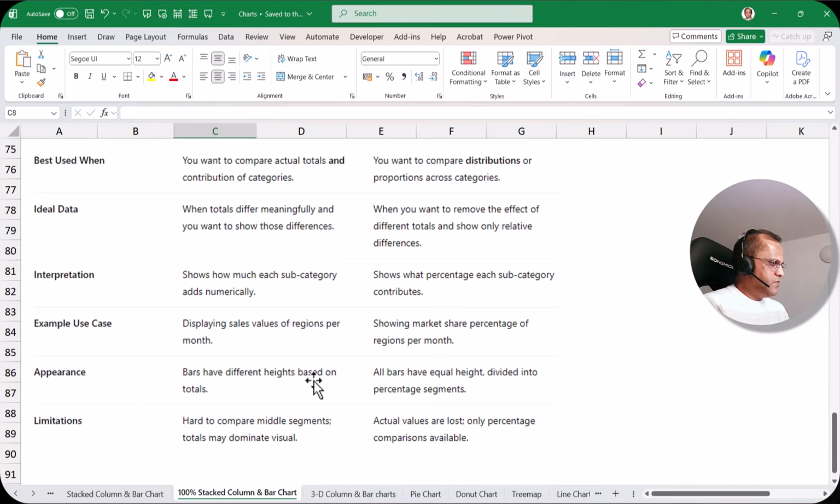Appearance: bars have different heights based on totals. Yes, the heights will be different, while here all the bars have equal height. The limitation of the stacked column chart is that it is hard to compare the middle segments. Totals may dominate the visual. Sometimes the totals are there, but we are not able to see them properly. While in the case of the 100% stacked column chart, the limitation is that actual values are lost. So I don't know what the total sales in the northern region or southern region is. I can see only the percentage comparison in the 100% stacked column chart.